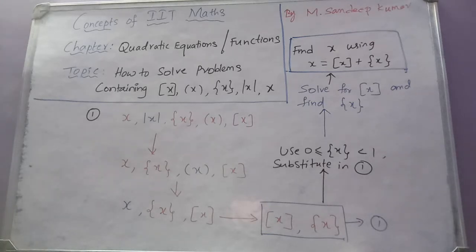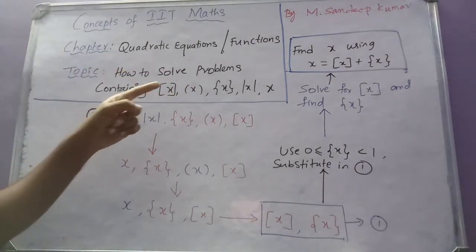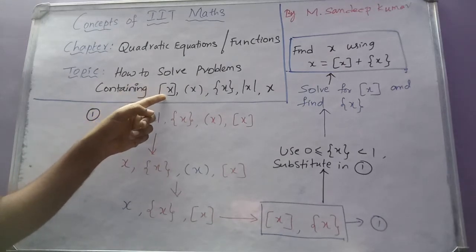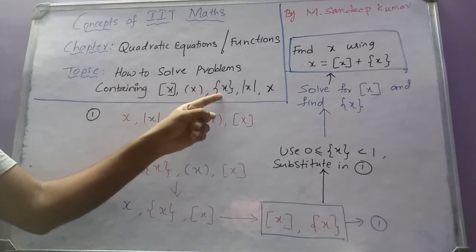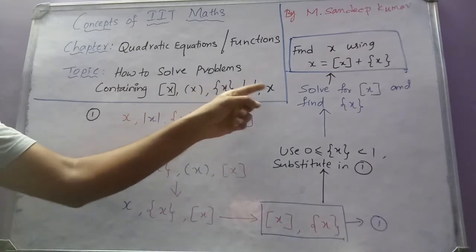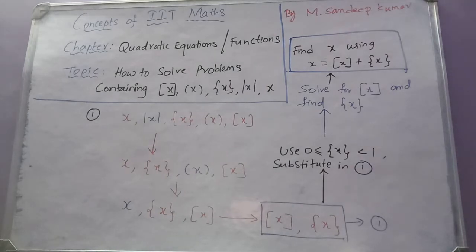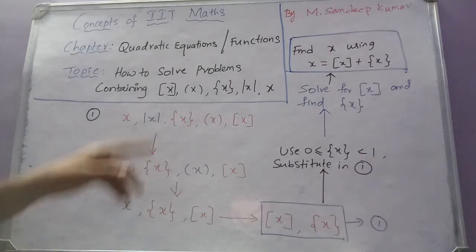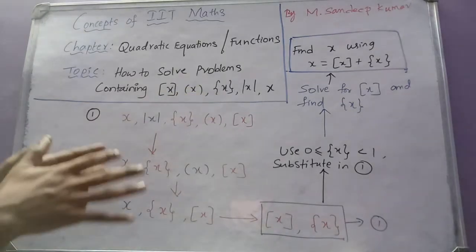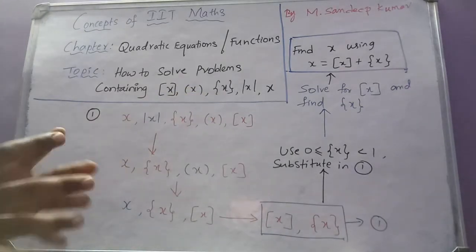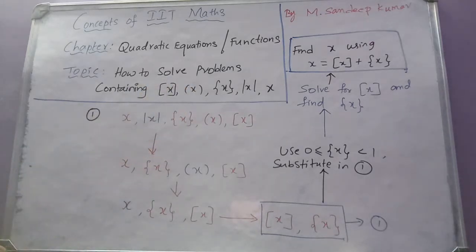So we are in the chapter of quadratic equations and under that we are in the subtopic of how to solve the problems containing greatest integer function and then least integer function, fractional part, and then absolute value of x and then x. In the previous videos we have discussed greatest integer function, least integer function, fractional part. So here we are going to see how to solve the problems containing all this. What is the method of solving all this?